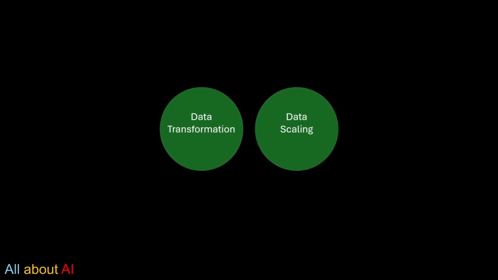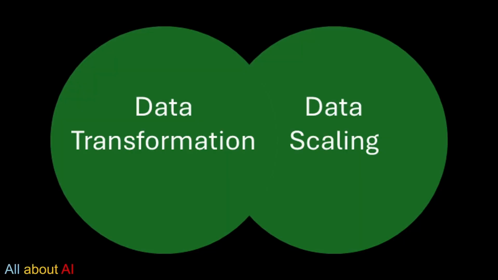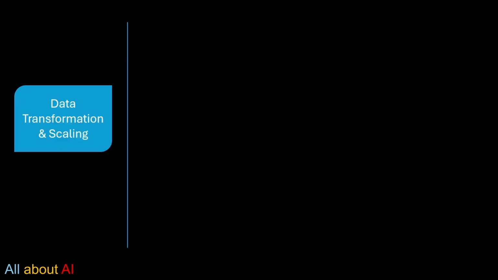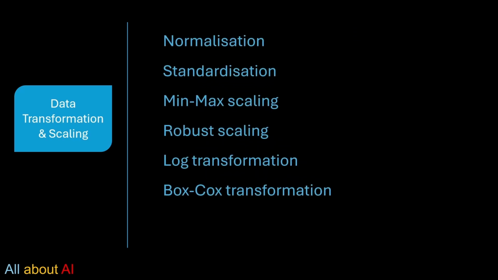So, data transformation and data scaling. I'll be combining both together because they are quite similar in nature and are used interchangeably in many places. So what are the data transformation and scaling methods available? We have normalization, standardization, min-max scaling, robust scaling, log transformation, Box-Cox transformation. These are the very well-known data transformation and scaling methodologies.